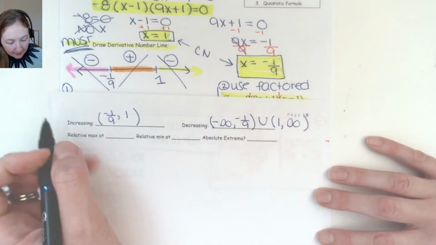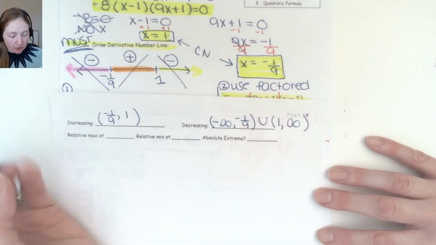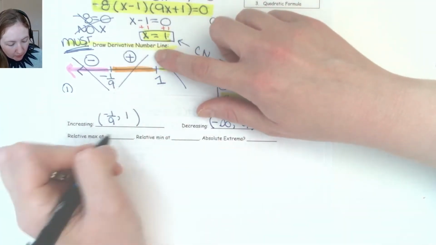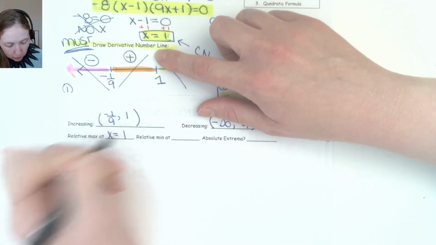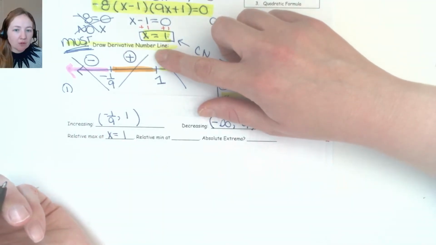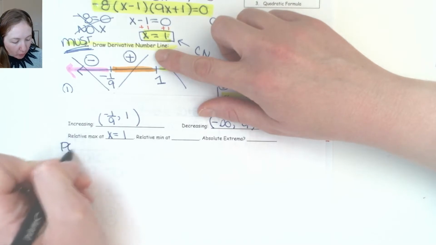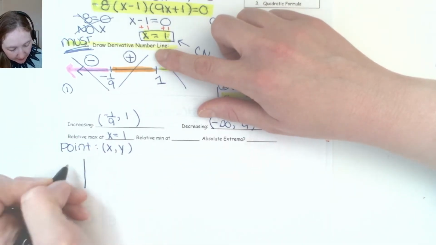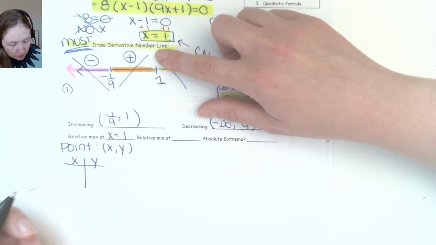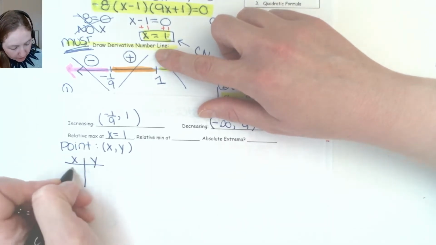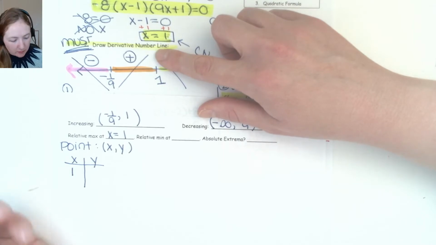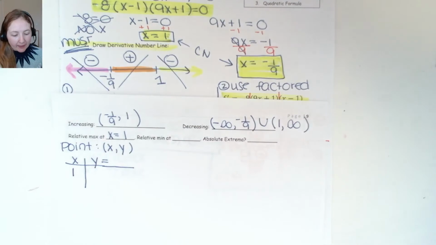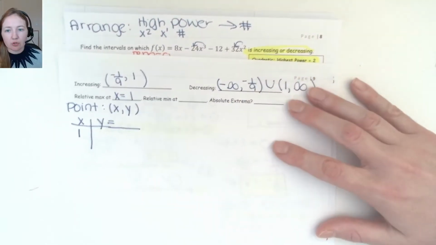Then the relative max, that's going to be where you have a peak in your graph. So again, you go down and then up and then back down again. So your relative max is at x equals 1. Remember, on this homework, they actually want the point for it. So to find the point, you will take your x and y. You're trying to find a y coordinate. So you'll take your x value of 1 and plug that x value back in to your original function.